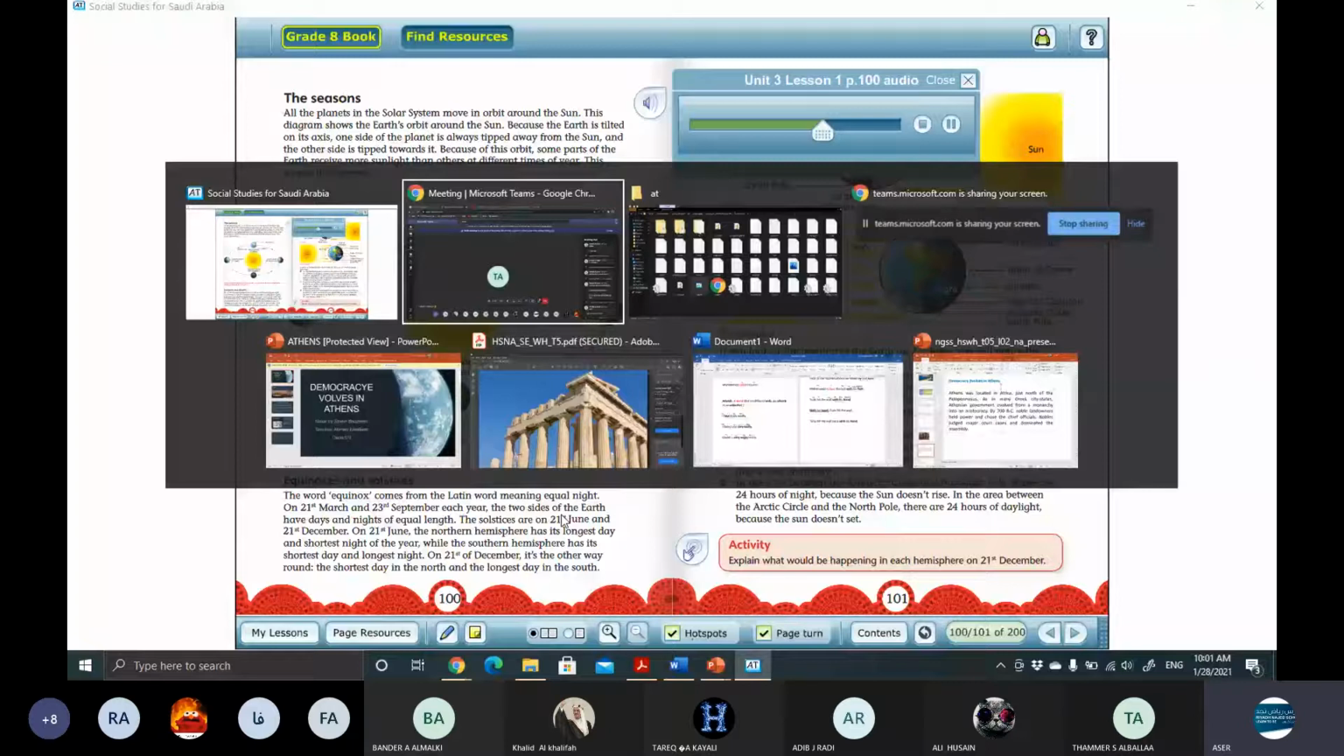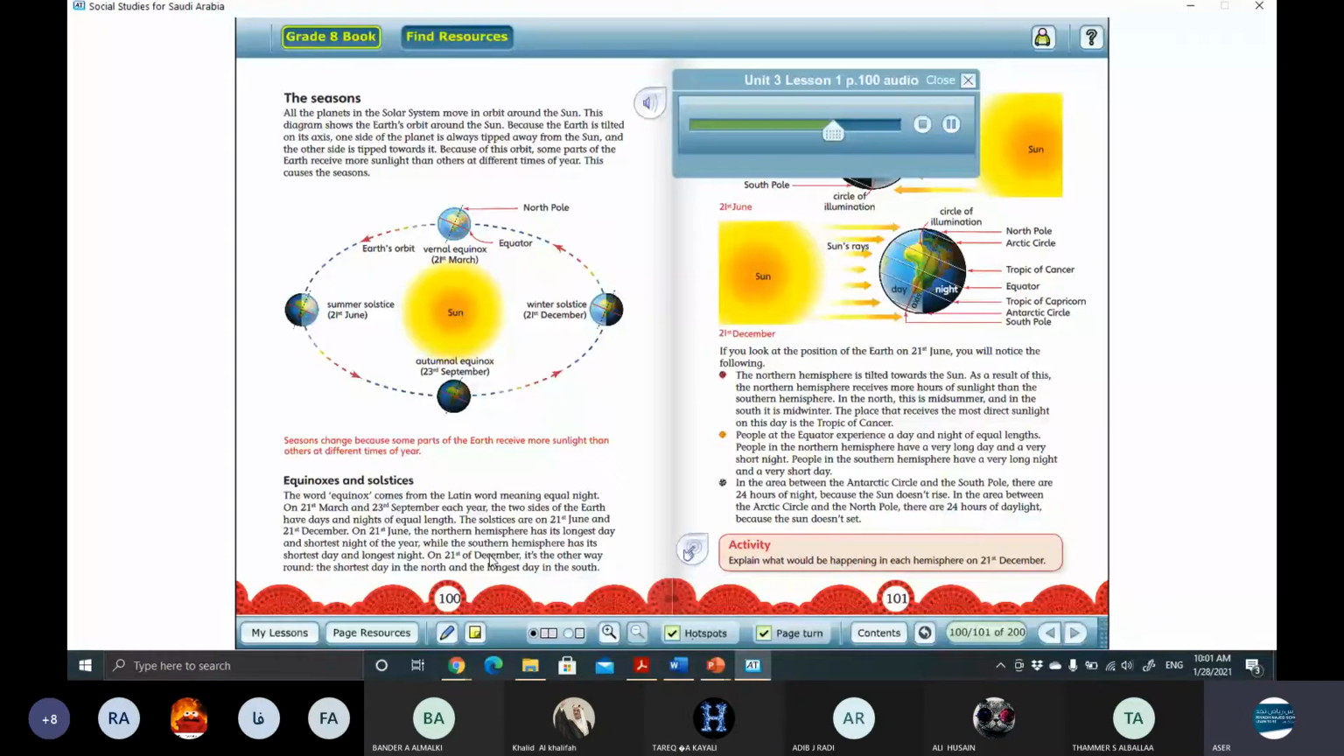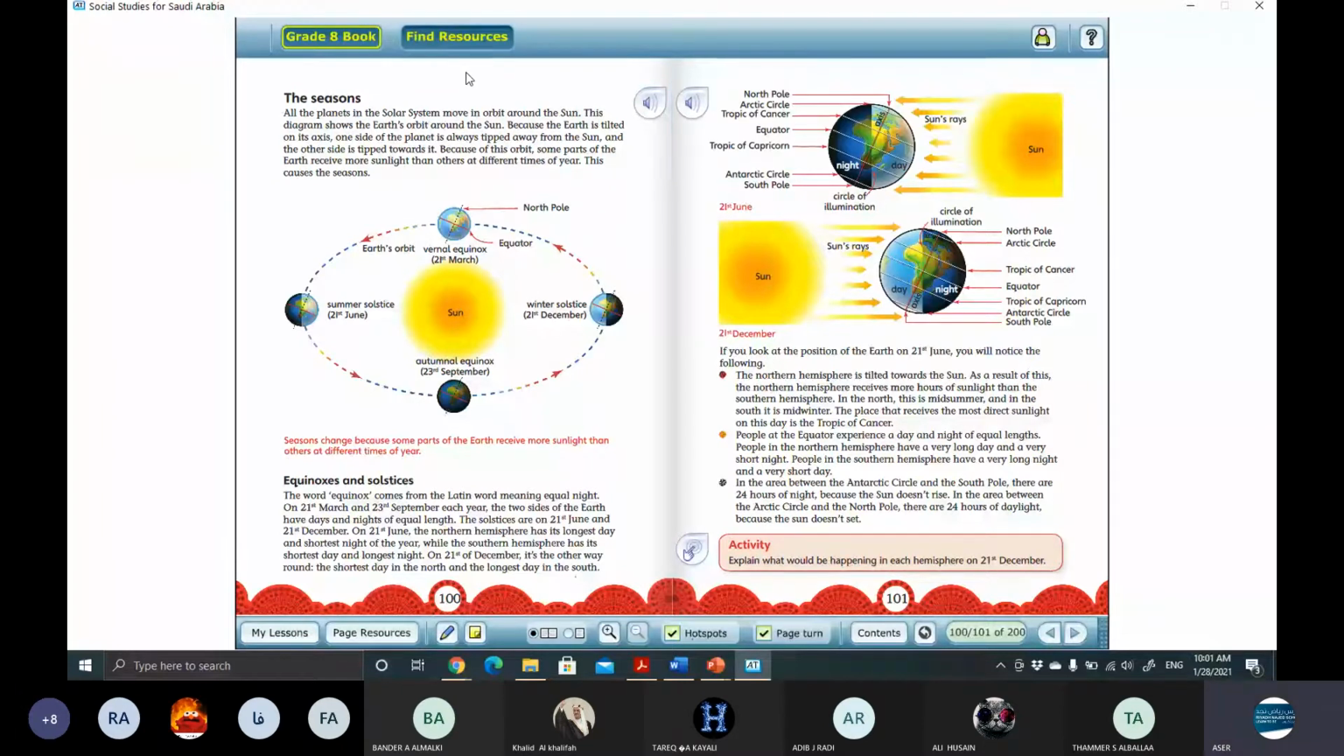The solstices are on the 21st of June and the 21st of December. On the 21st of June, the Northern Hemisphere has its longest day and shortest night of the year, while the Southern Hemisphere has its shortest day and longest night. On the 21st of December, it's the other way round: the shortest day in the north and the longest day in the south.